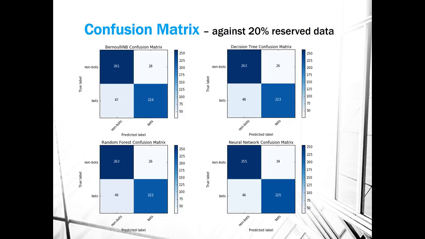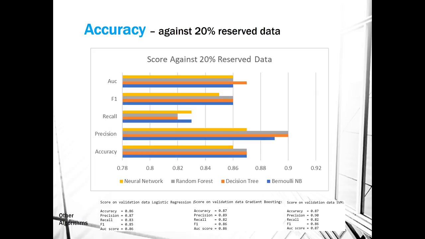Next, we use the models to predict on the 20% reserved data. Here are the resulting confusion matrices. It shows that it's coherent with the cross-validation we did, with the neural network having the lowest accuracy and all other three models having pretty similar performance. Here's another view of comparing the four models. All of them receive approximately 86 to 87% accuracy, which is slightly lower than the cross-validation, which was 88 to 89, but it's within the error.